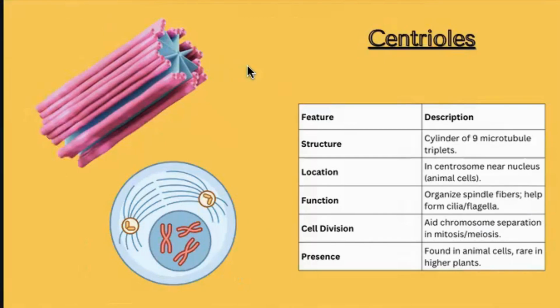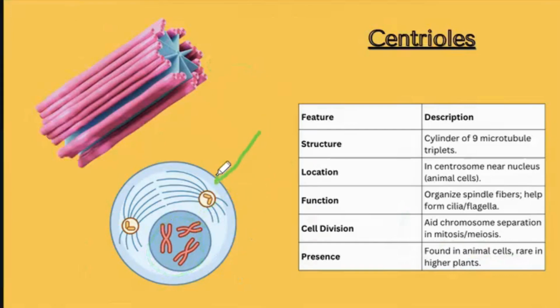Centrioles are known to have 9 microtubule triplets. The reason these are important is because, compared to the vacuole, centrioles are found mostly in animal cells rather than mostly in plant cells. That's due to the cellular division that occurs with a process called mitosis or meiosis, which takes into account chromosomal separation, which are these things inside the nucleus.